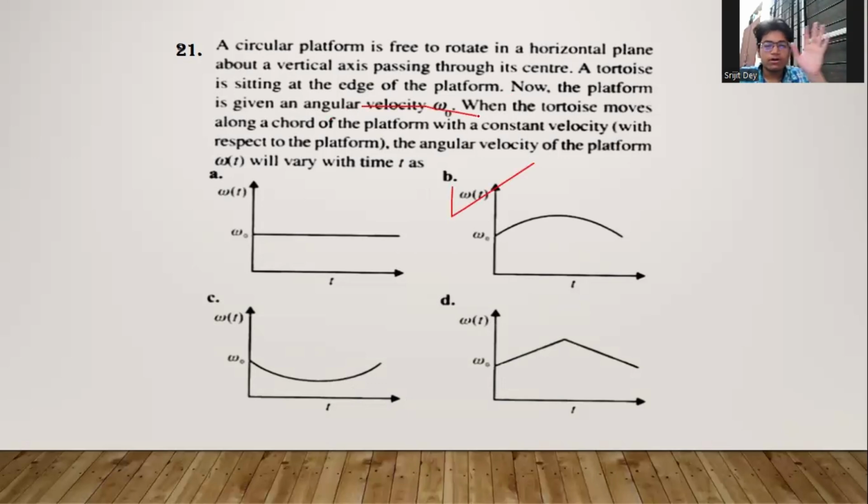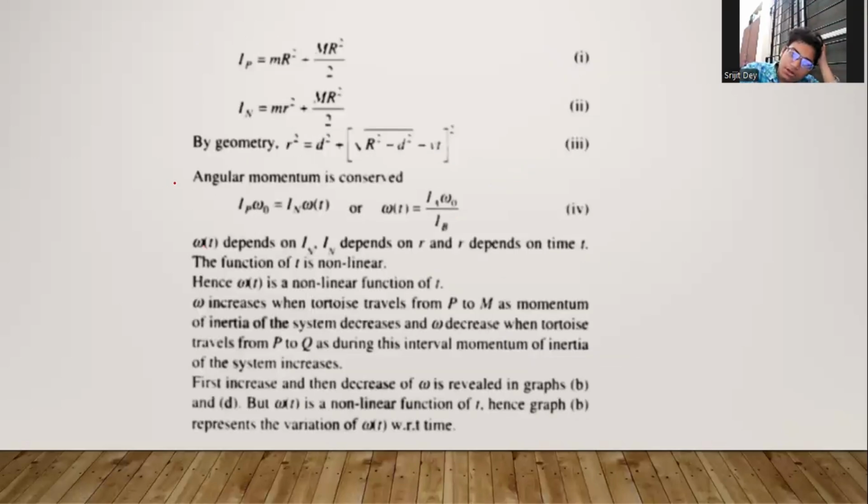Over here, angular velocity omega naught is given, and the platform is given. So how will omega naught vary with time? Since your equation is given, you will get omega as a function of t in terms of the moment of inertia of this and that. Then if you plot the graph nicely, you can get the value.